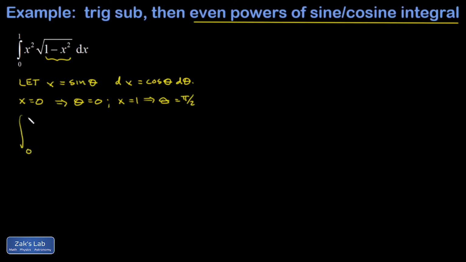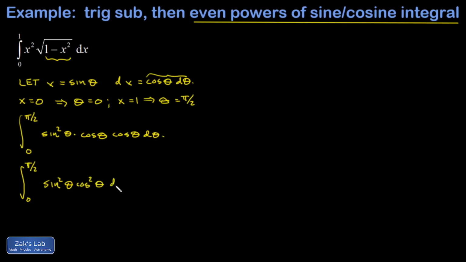So I have the integral from 0 to pi over 2 of x squared, that's sine squared theta. Then I have the square root of 1 minus x squared. Well, that's 1 minus sine squared theta, and there's an identity for that. It's cosine squared theta, but it's inside of a square root. So that undoes the squaring of it. And then dx is the last piece I need to tack on. That's another cosine and a d theta. So I'm left with this non-trivial trig integral. Integral from 0 to pi over 2, sine squared theta cosine squared theta d theta.